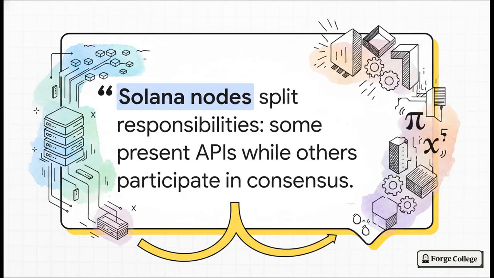As the documentation officially states, Solana nodes split responsibilities. Some present client-facing APIs, while others participate directly in consensus. This separation of duties, basically keeping the heavy, complex math completely isolated from those chaotic client queries, is the absolute secret sauce to Solana's blistering speeds.